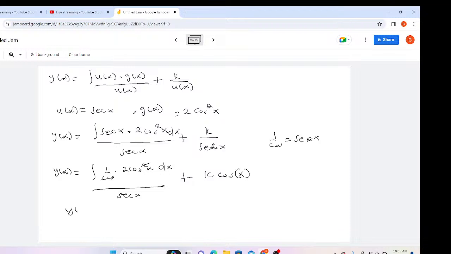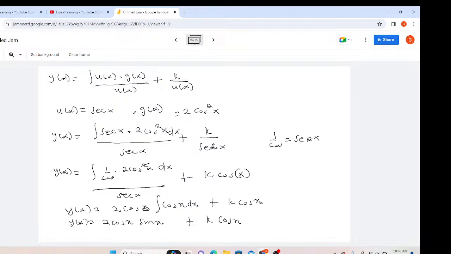So our y of x is equal to, we can bring our 2 out. 1 over sec x will give us cos x. So this is cos x. For this part, integral cos x dx plus k cos x. When we integrate cos x, what do we get? We get sine x. Now y of x is equal to 2 cos x sine x plus k cos x.